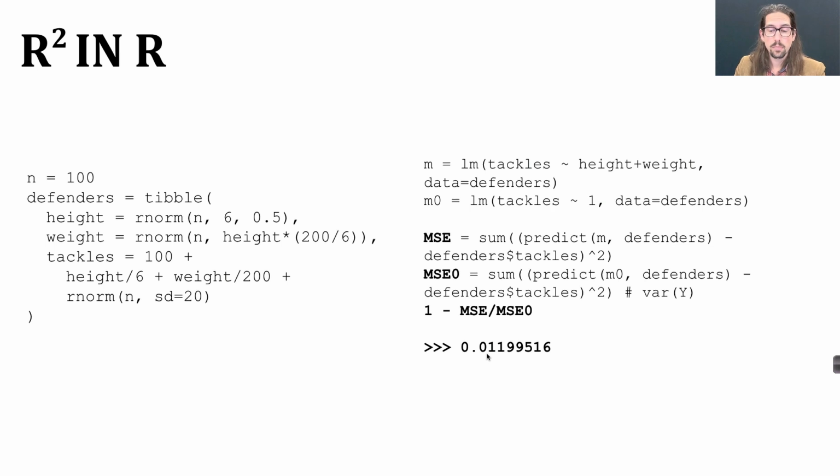So in this case, the model is not explaining that much variance. The difference between this model that's just predicting a constant and my regression model is not huge. That kind of makes sense because here if you look at the way that tackles is generated, there's a lot of variability. The standard deviation is 20 relative to how much explaining the predictors are doing actually.